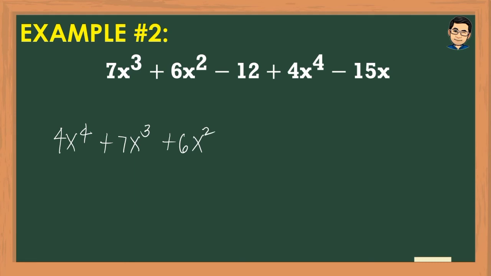Tapos ng 2, 1. That is 15x. So, since meron po siyang negative dito na naka-attach, kasama po yun sa isusulat. So, negative 15x. So, kapag sinulat lang po natin is 15x or plus 15x, hindi kasama yung negative, mali na po agad yun. And then, the constant term, negative 12. So, this will be our final answer.